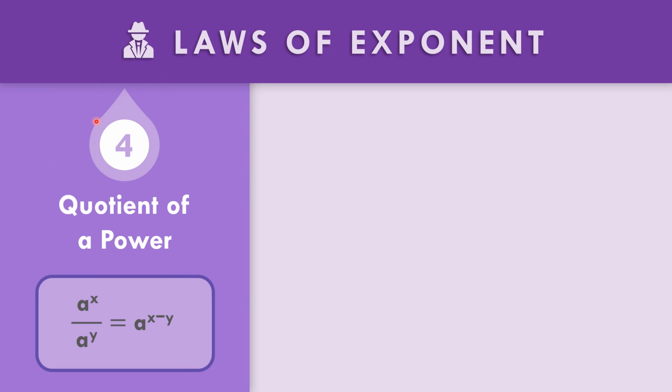Fourth law of exponent, that is the quotient of a power. So it means a to the x all over a to the y. So it means we need to subtract the exponent, a to the x minus y. So let us subtract the exponent if the given is division. We have the same base, so that becomes a only, and then subtract the exponent, 7 minus 2. 7 minus 2, that is equal to 5. So a to the 5th power.